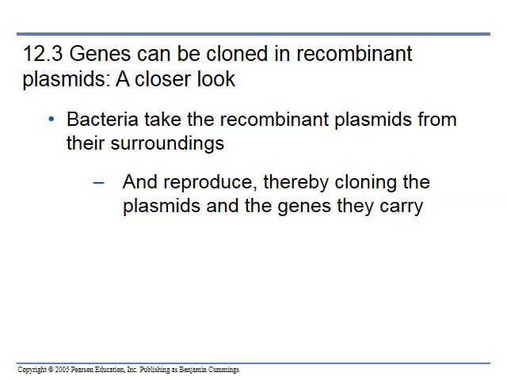Okay, genes can be cloned in recombinant plasmids. Let's look at it a little closer. Bacteria take in the recombinant plasmids from their surroundings, and they can reproduce, thereby cloning plasmids and the genes they carry. Remember, one thing bacteria just do, they take in DNA from their surroundings. It's a little odd, but yeah, they do that. So we can use that to our advantage.